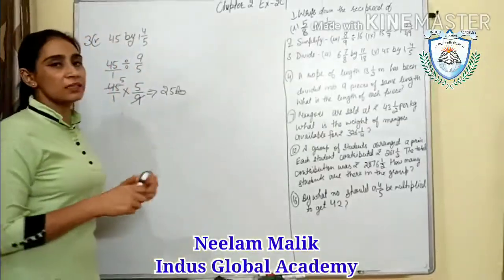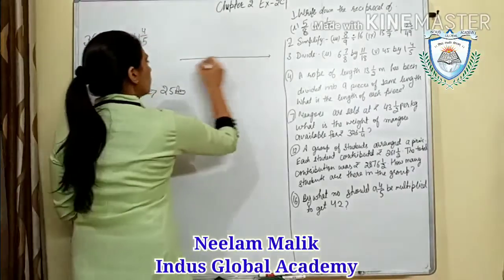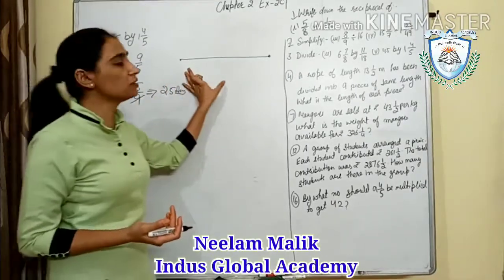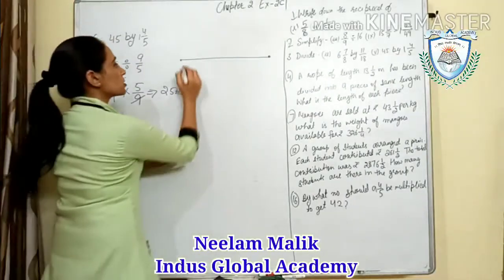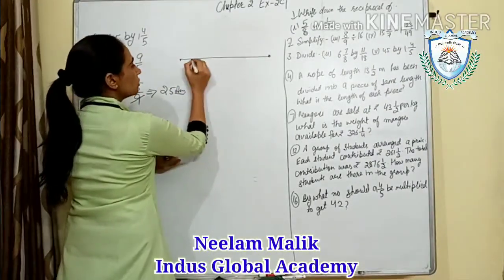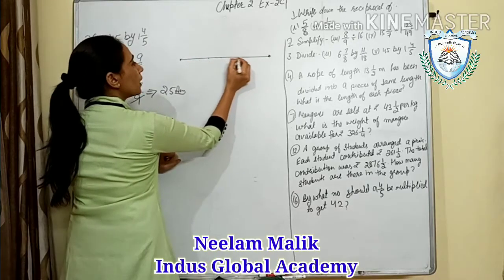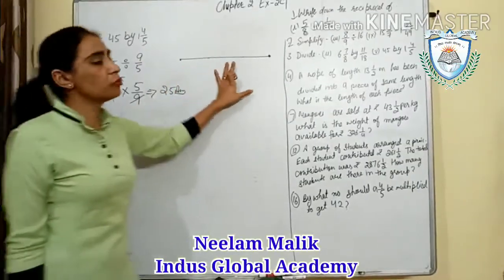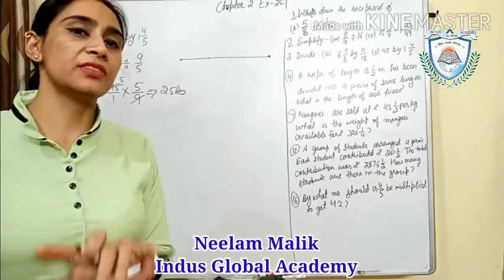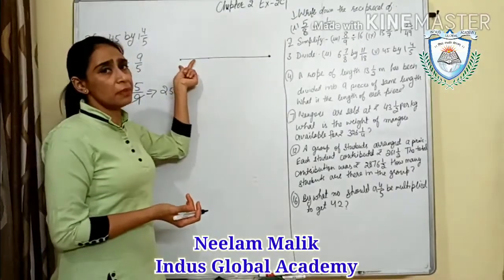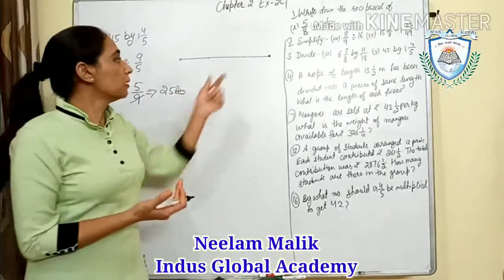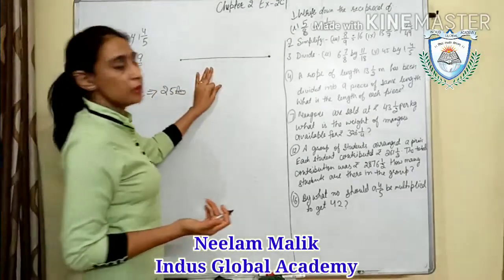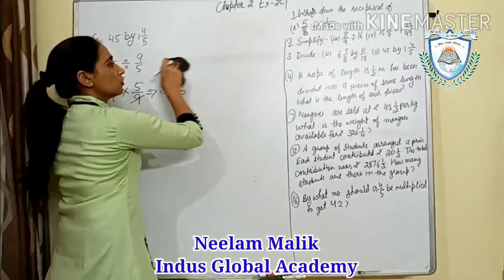Means a wire is given. Suppose this is our wire. The length of the wire is given to us, and we have to cut this wire into 9 equal pieces. Suppose I'm doing this 1 2 3 4 5 6 7 8 and 9. Like this. So we have to divide that length into 9 equal parts. So the length of one part will be less than the complete length of the wire. So what will we do here? We will divide here. No need for this diagram, this is just for understanding.